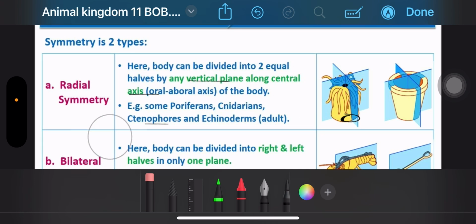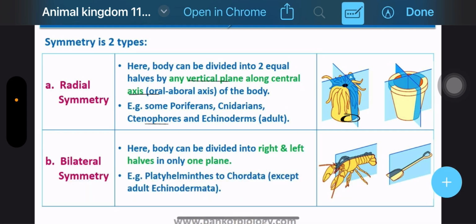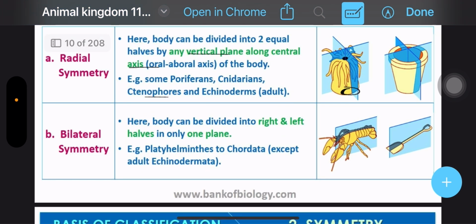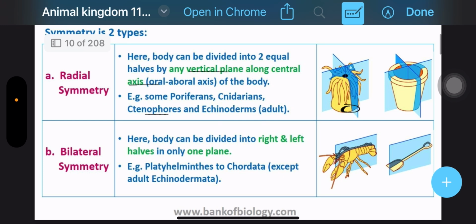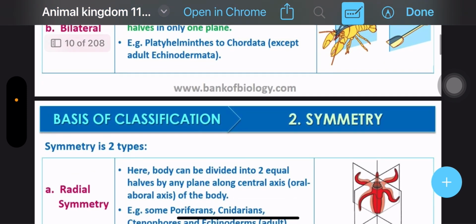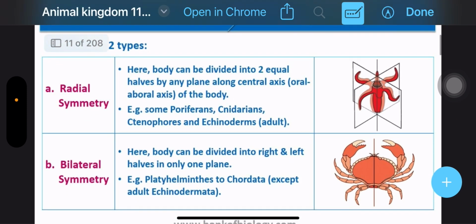Here the second is bilateral symmetry. The meaning itself is two sides, bilateral. Here the body can be divided into right and left halves, like mirror images, in only one plane. Platyhelminthes to Chordata have bilateral symmetry. Got it? The body can be divided into right and left halves only in one plane. That is called bilateral symmetry. Right? I hope you are clear.